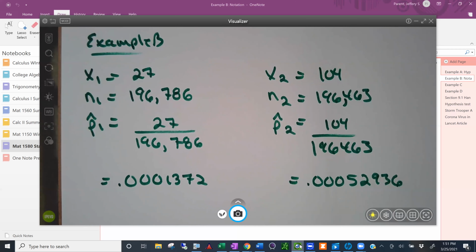All right. There's one last thing that we need, which is q hat.